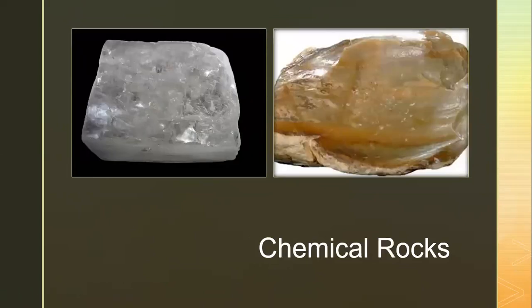And then next is chemical rocks. Chemical rocks are not going to have as much of a sandy texture. You're not going to be able to see the particles as well as in a clastic rock or even a biogenic rock.